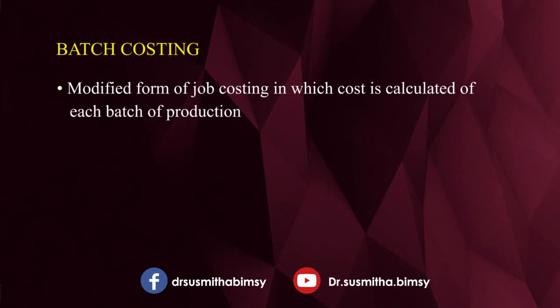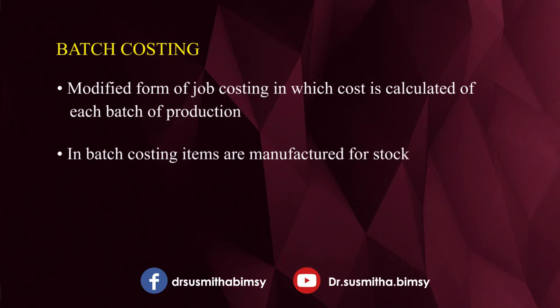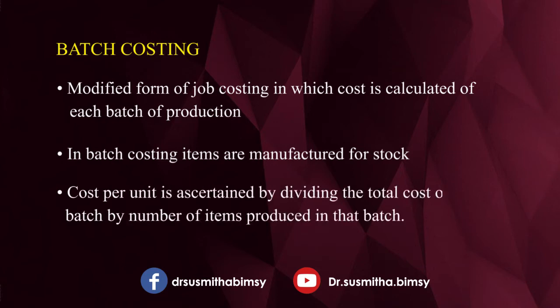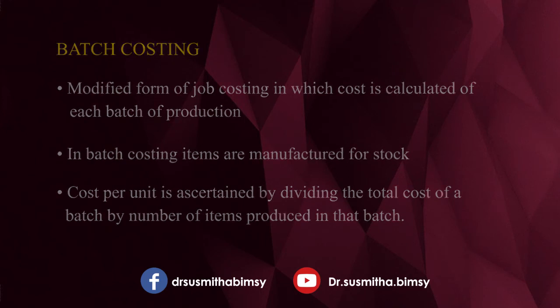What was job costing? Job costing refers to costing of jobs that are executed against specific orders, whereas in batch costing, items are manufactured for stock. In batch costing, cost per unit is ascertained by dividing the total cost of a batch by the number of items produced in that batch. In order to do that, a batch cost sheet is prepared. The preparation of batch cost sheet is similar to that of job cost sheet. As I told you, the preparation of cost sheet we will discuss in another video. Now you have to understand only the concept of job costing, batch costing and other methods.